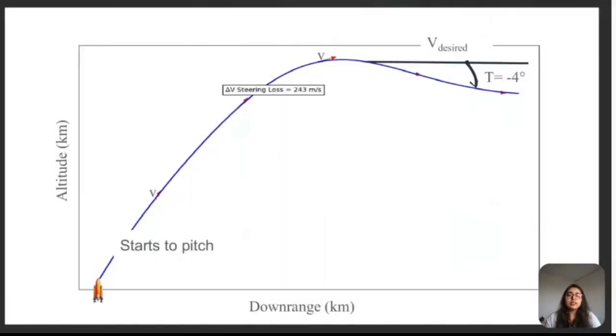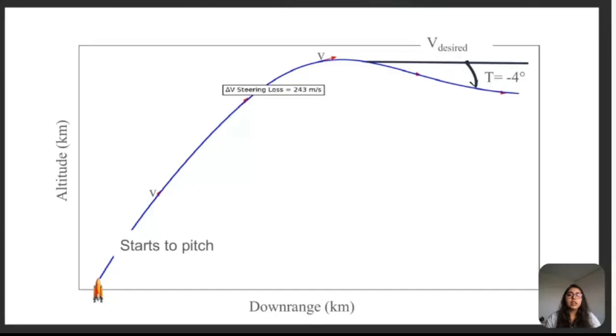So here we can see what we mean by delta V steering loss. Let's consider the optimal trajectory that takes a spacecraft into orbit. Let me draw my axes, where this is the downrange distance and this is the altitude. We have a desired altitude and velocity. So let's say this is the altitude we want, and we'll draw in a vector here representing the desired velocity. We launch the rocket on an optimal trajectory. It will follow a path that takes it all the way up to the altitude and velocity we need.